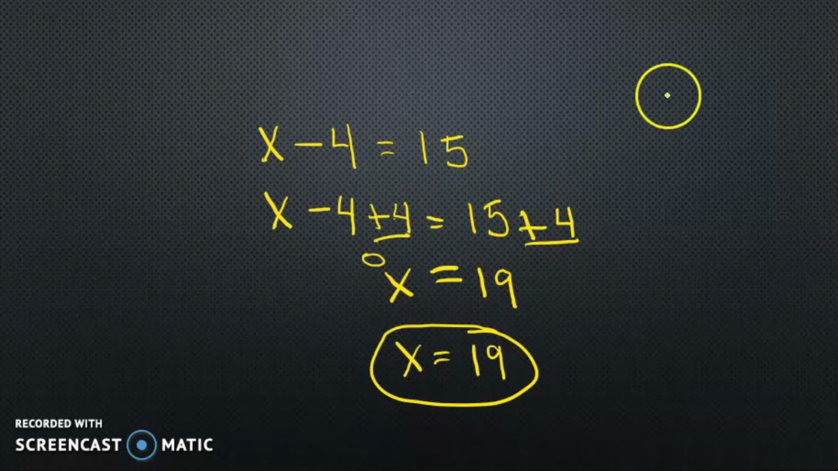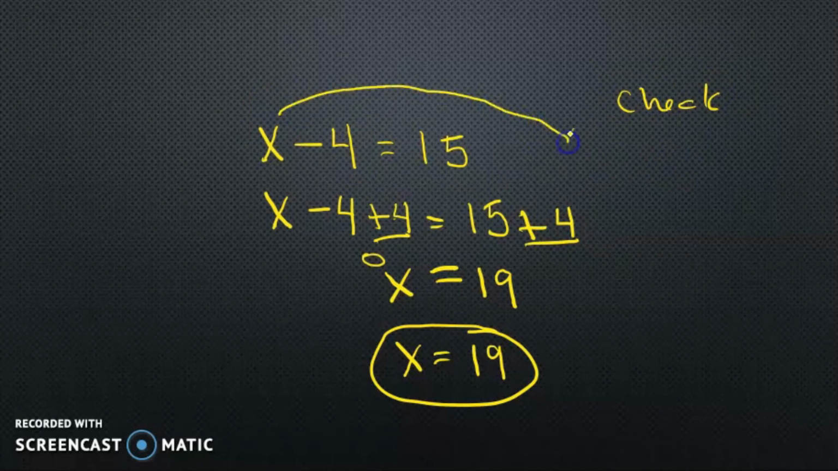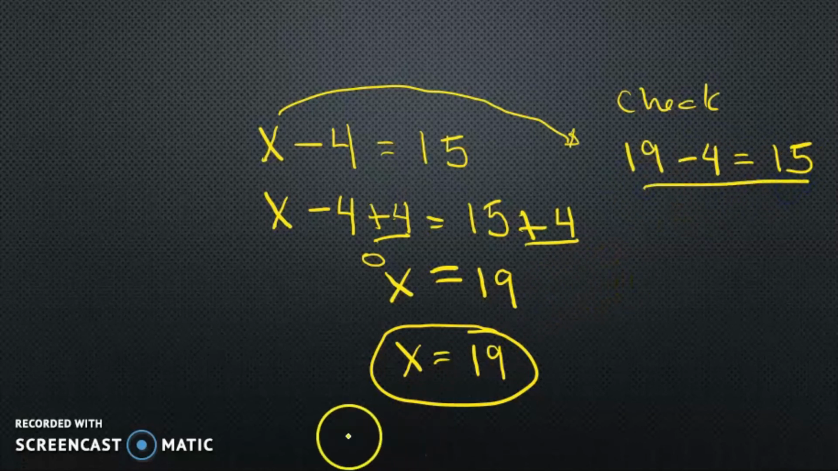So, para malaman natin kung tama, let's check natin. Since x ay 19, sulat natin 19 minus 4 equals 15. So, 19 minus 4 equals 15. That's correct. So, tama yung x natin. Okay?